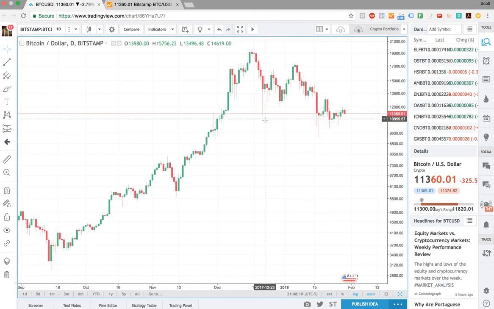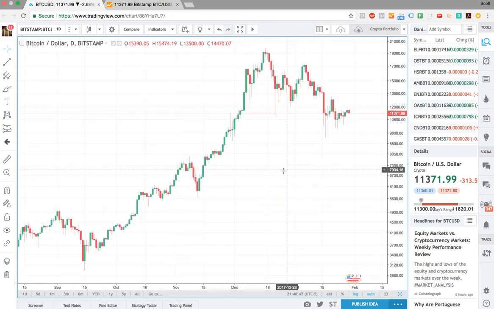We have a pullback, we have a retest of the highs here. At that retest, which failed, it becomes obvious we're going to test this low. We broke it. I thought this low here would hold. It didn't hold. It went all the way down to 9,200 or so, and we've retested this low again, and there are some cautious signs of optimism.